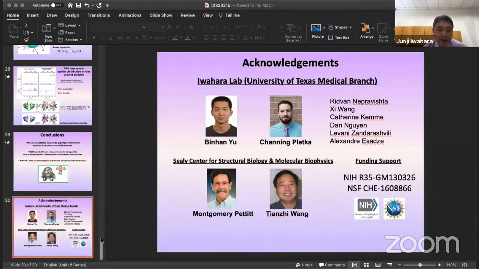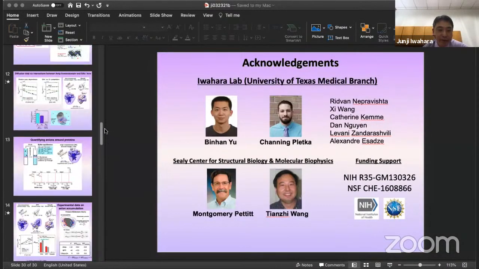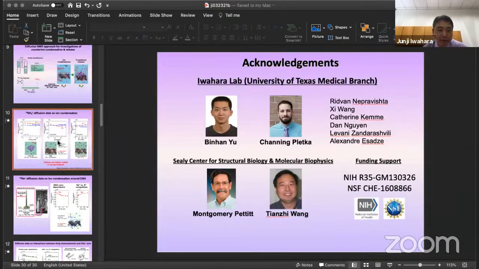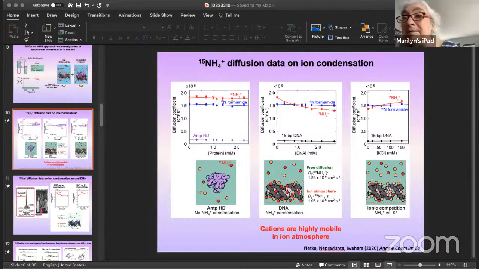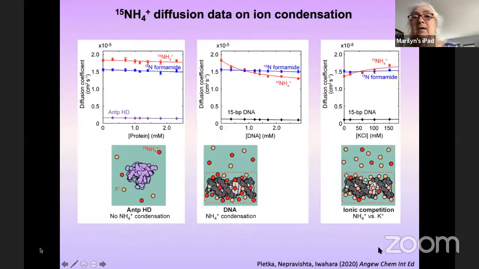Can I just ask, what is the comparison of the diffusion rates you're seeing in your ion cloud compared with diffusion rates in free solution? Do you know that? Let me show you, just a moment. Okay, so you are talking about probably this one. Yes.